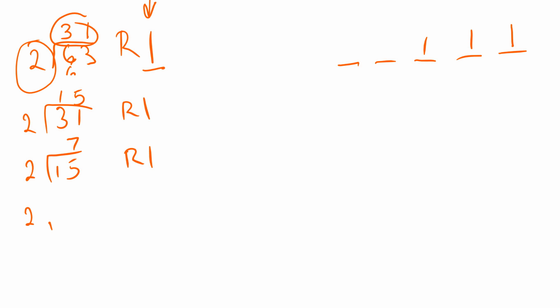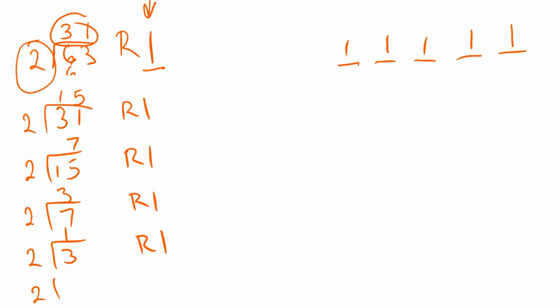And then 2 goes into 7 3 times with a remainder of 1. So put a 1 right there. Then 2 goes into 3 1 time with a remainder of 1. I'm going to put another 1 right there. And then you got to go all the way until you get a 0, actually.